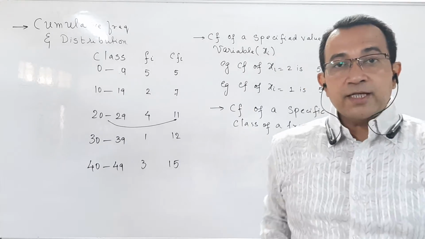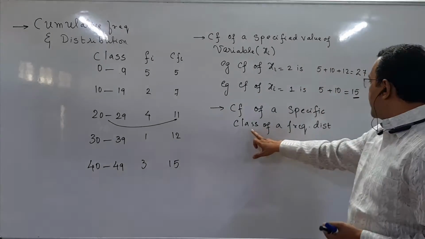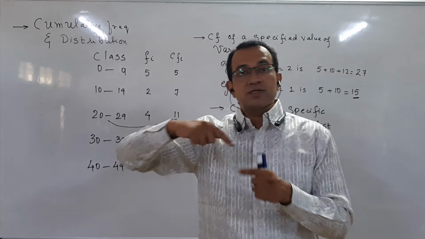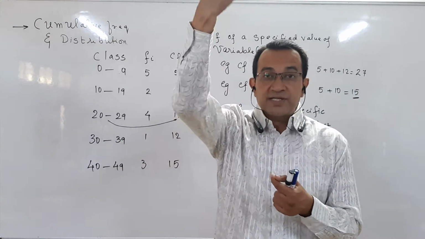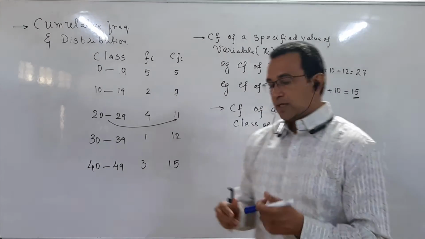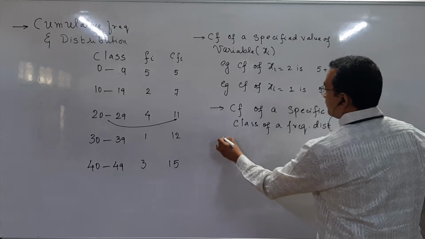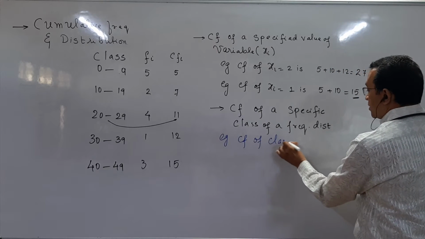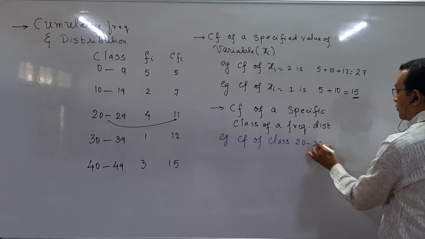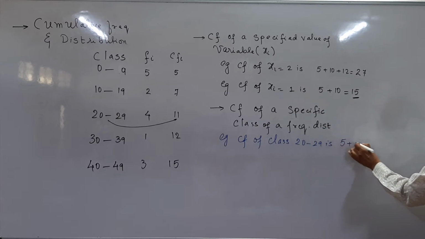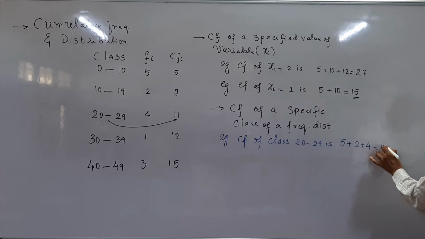So, cumulative frequency of a specific class is the sum of the frequencies of all the classes preceding that class, including that class. So here, for example, cumulative frequency of class 20 to 29 is the sum of frequencies of all the classes above that class, including that class, which is 11.